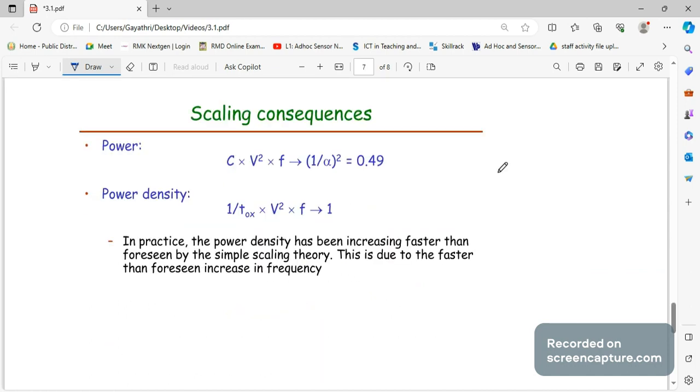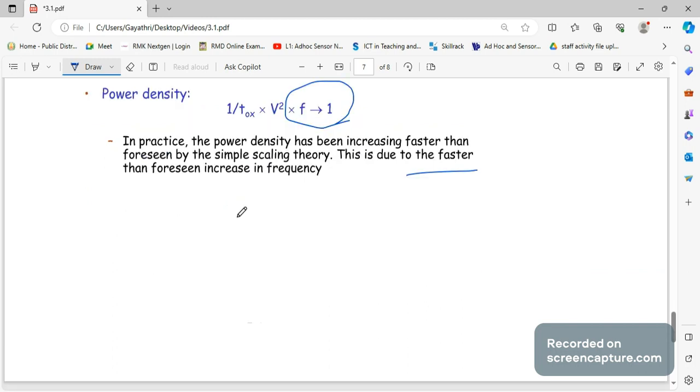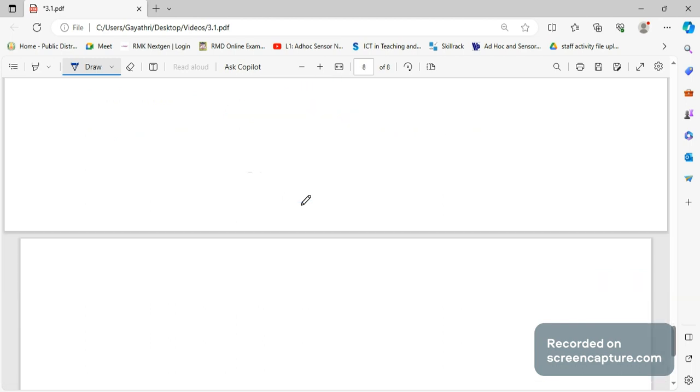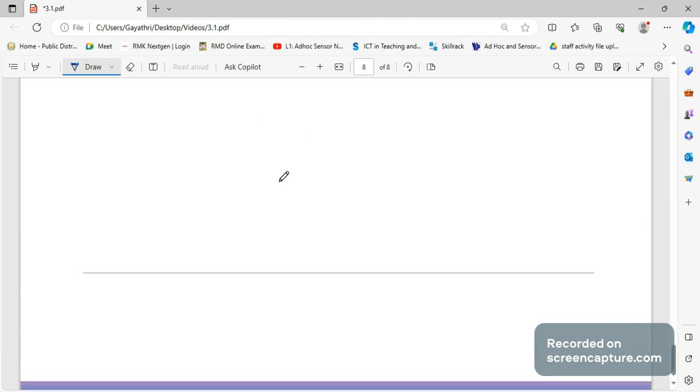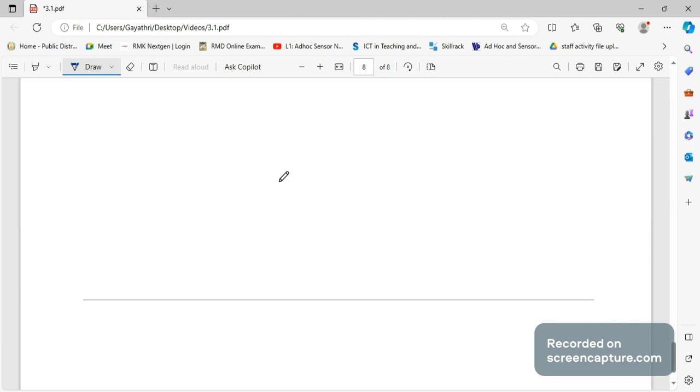Similarly, the consequences of scaling on power and power density are listed out. Power will be nothing but CV square F, that is equal to 0.49, and the power density will be increased. When compared to the normal case, once it is scaled, the power density rises very fast with increase in the frequency. So hope you have understood the concept of scaling and how the power and the other concepts are being impacted. Thanks a lot.